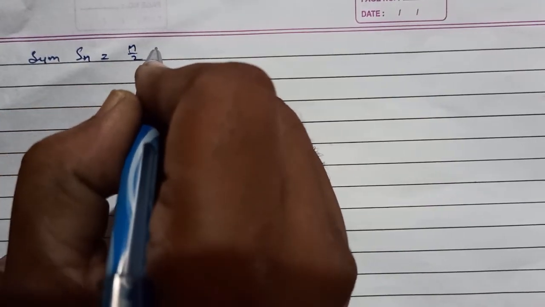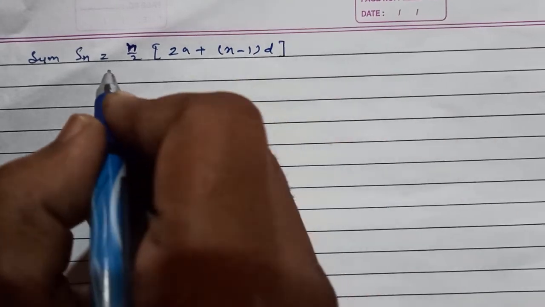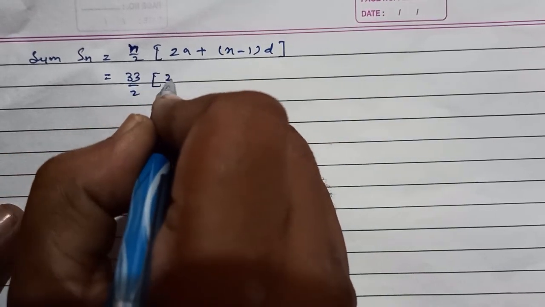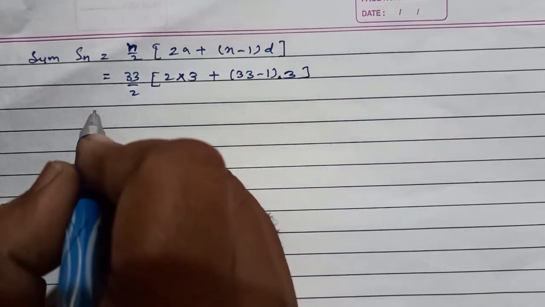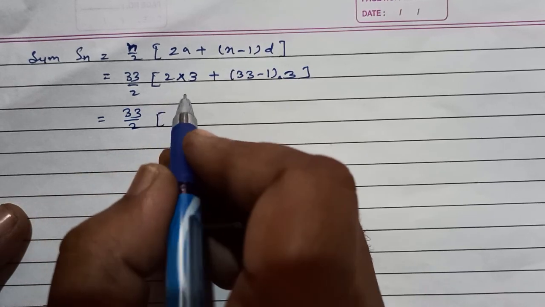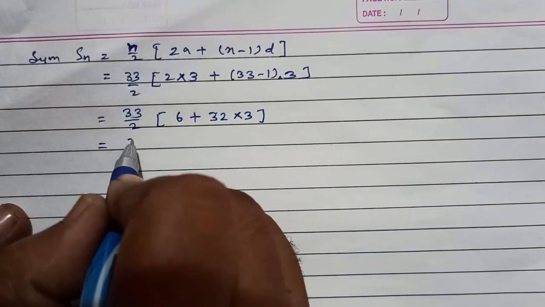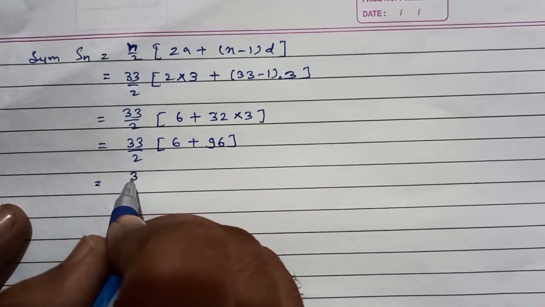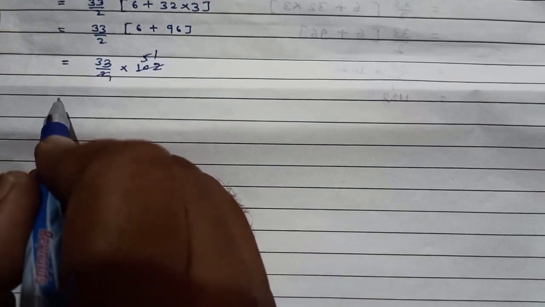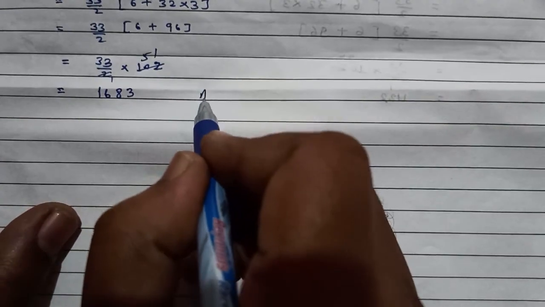Sn equal to n by 2 into 2a plus n minus 1 into d. 33 upon 2 into 2 multiplied by 3 plus 33 minus 1 into 3. 33 upon 2, 2 times 3 is 6, and 33 minus 1 is 32 into 3. 32 times 3 is 96. 6 plus 96 is 102. 102 by 2 is 51. 33 into 51 is 1683. Answer.